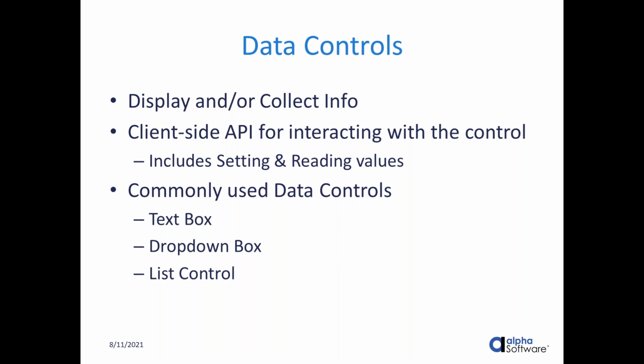Some commonly used data controls you're going to see often are a text box, a drop-down box, and a list control. A view box is a type of data control. A map too. These things can have a value that you can manipulate using the client-side API. And we'll discuss more about why I've highlighted that here.